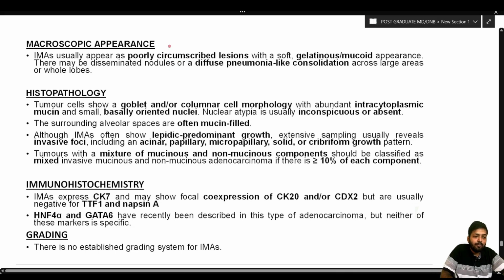Macroscopically, these are poorly circumscribed lesions. The most important thing that clinches the diagnosis is the gelatinous or mucoid appearance on the cut section. They may be disseminated nodules or a diffuse pneumonia-like consolidation across large areas or whole lobes.